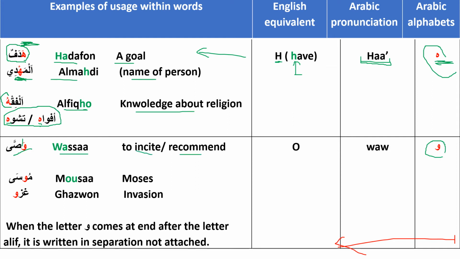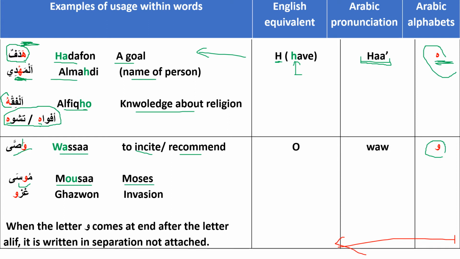Look at the second example. When you are to write it in the middle, waw can be attached to the letter that comes before it, but cannot be attached to the letter that comes after it. Waw and alif, the same. The example is Musa in Arabic, which means Moses in English.